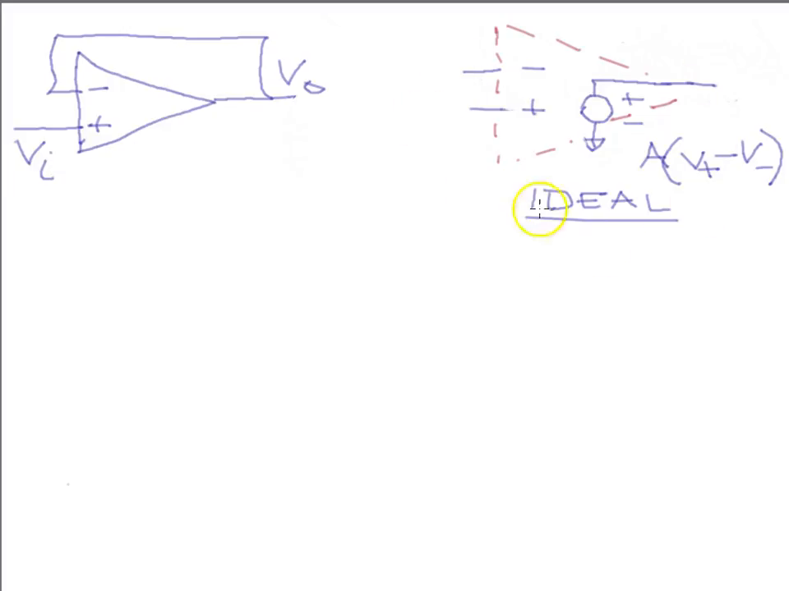To do that, we're going to use the ideal op-amp model shown on the right, and here I've got a voltage source which has a high gain A, a high amplification factor, and that amplification factor is multiplied against the difference of the voltage at the positive input, subtracting the voltage at the negative input. In other words, the gain multiplied by the differential input voltage. So this is the ideal op-amp model, and we can use that here.